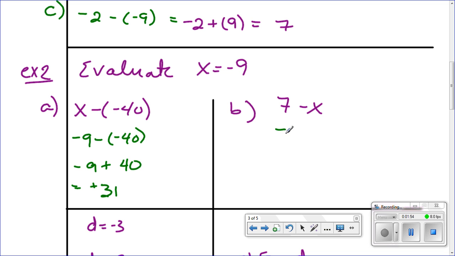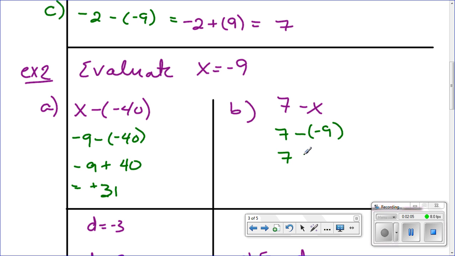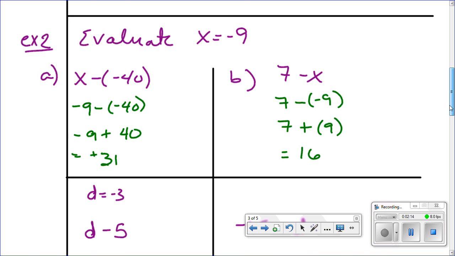Again, we substitute first, 7 minus a negative 9, because I put it in there. That negative is not the same. Again, we add the opposite, so 7 plus a positive 9, same sign, so we add them together to get 16.